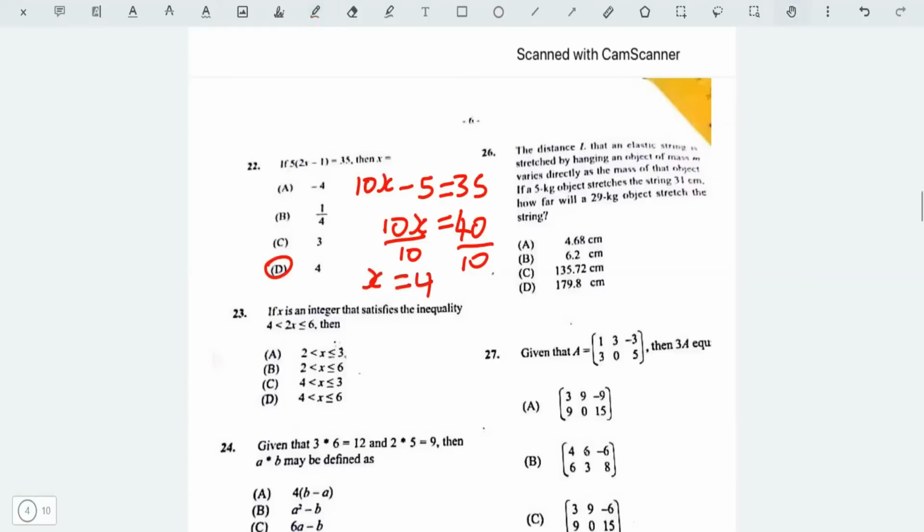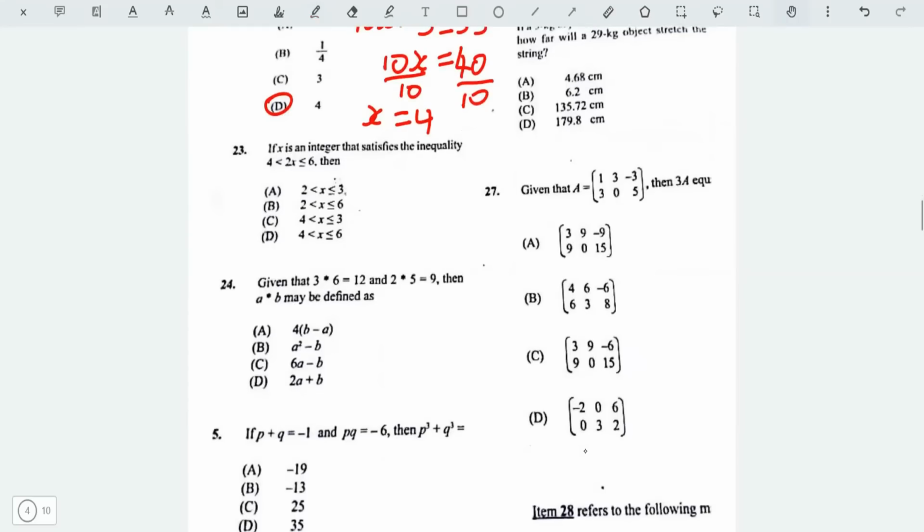Question 23. If x is an integer that satisfies this inequality, then what is x? All you need to do is divide through by 2. 4 divided by 2 is 2, less than or equal to 6 divided by 2 is 3. So x is less than or equal to 3 but greater than 2.